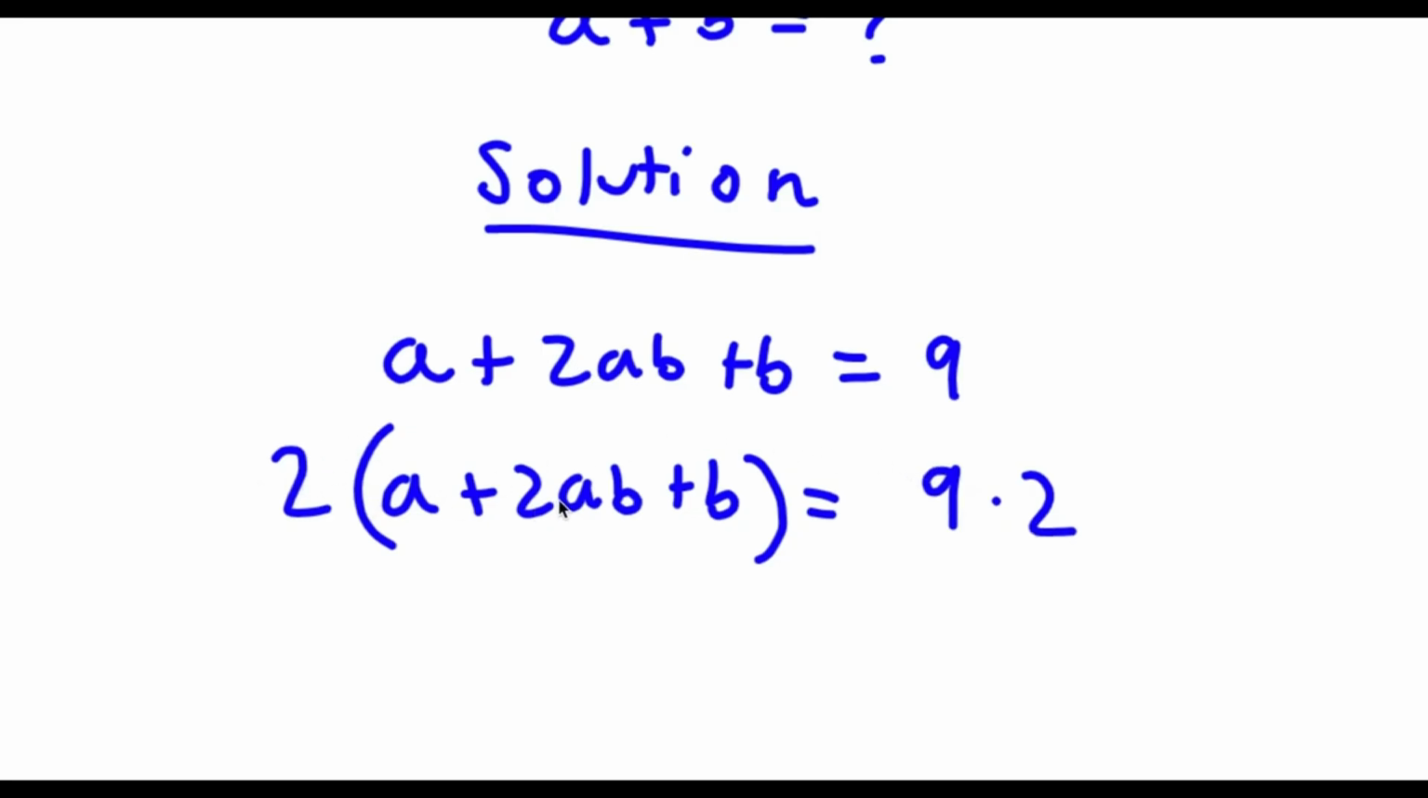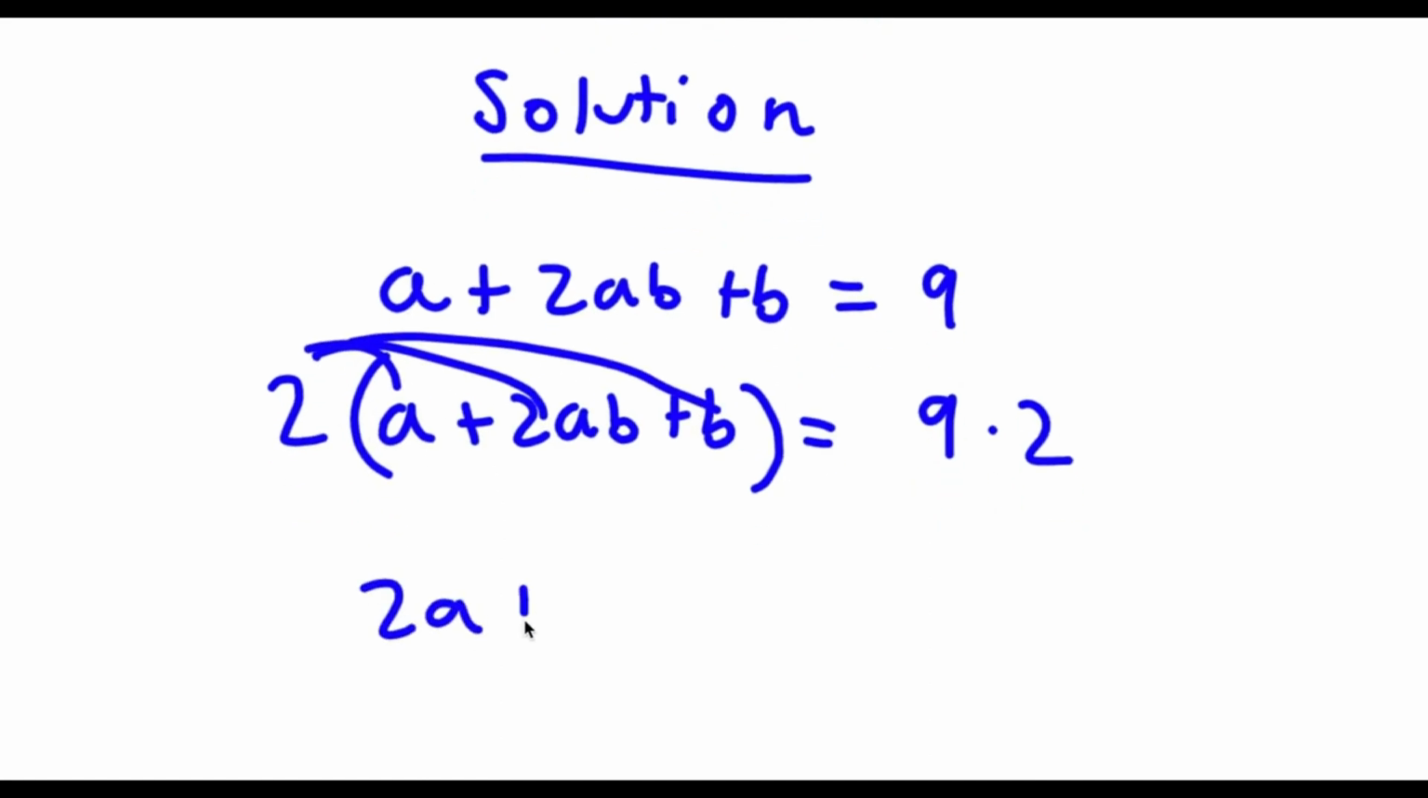Now, for 2 times a plus 2ab plus b, I'm going to distribute the 2. So 2 times a, that's 2a, plus 2 times 2ab is 4ab, plus 2 times b, that's 2b. And now 9 times 2, that's 18.